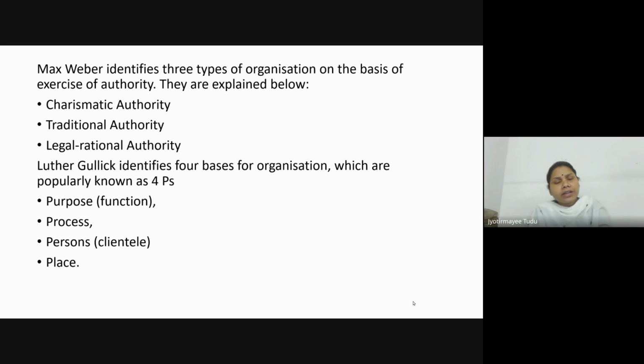Now comes traditional authority. Traditional authority is found in those types of organizations where there is some sort of hereditary institution to rule. Here the authority is determined on the basis of heredity, kinship, clan. So here the person's social status, the strata into which that person was born, is the basis on which that person possesses the right to rule over or exercise authority over the concerned organization or society as a whole.